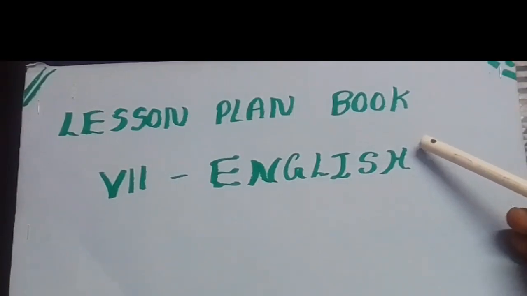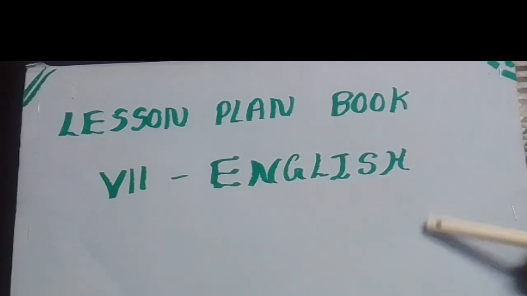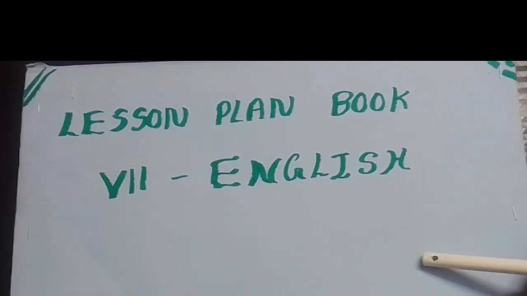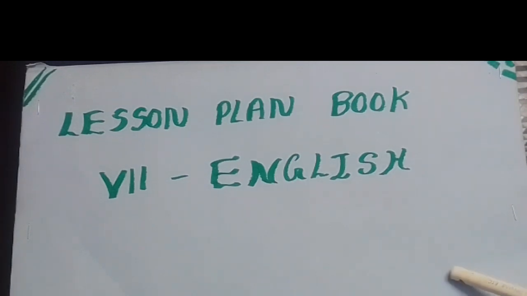Hello everyone, welcome. We are going to discuss the lesson plan for 7th class English. So, the lesson plans for the Blossom 7 AP English textbook. Today we are going to discuss the 5th unit, The Art of Weaving, lesson plan.